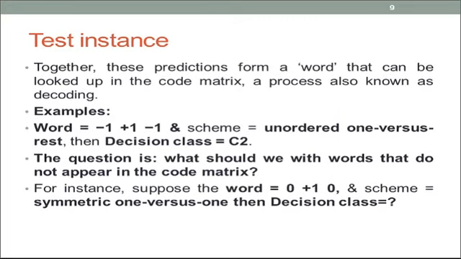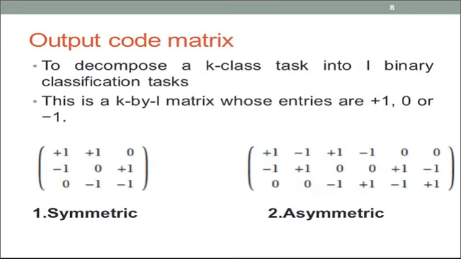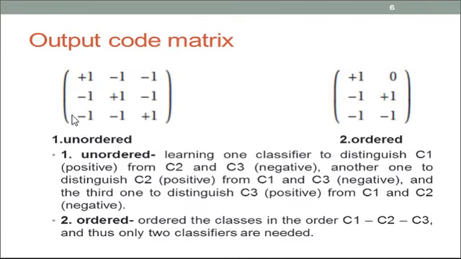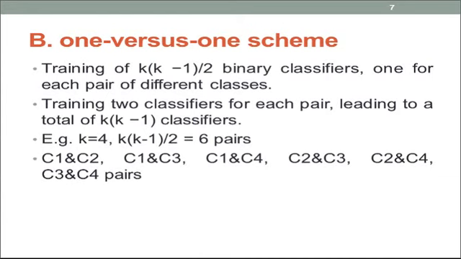The word is -1, +1, -1, and the scheme given is the unordered 1 versus rest scheme. In the previous slide we see that it is matching with the second row, -1, +1, -1, the second class. So we can predict that the output class for this particular word can be C2. So it is perfectly matching with the unordered 1 versus rest scheme.